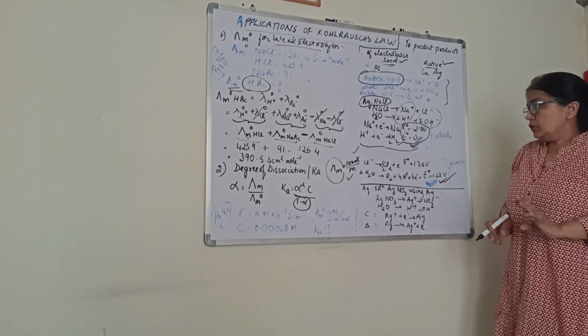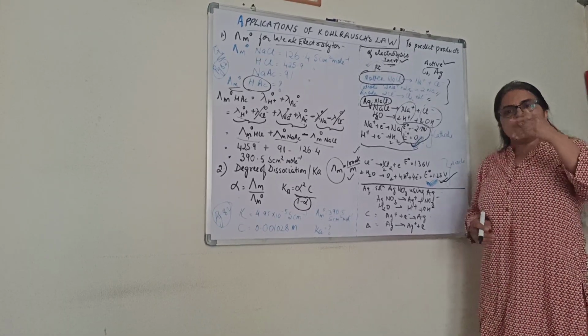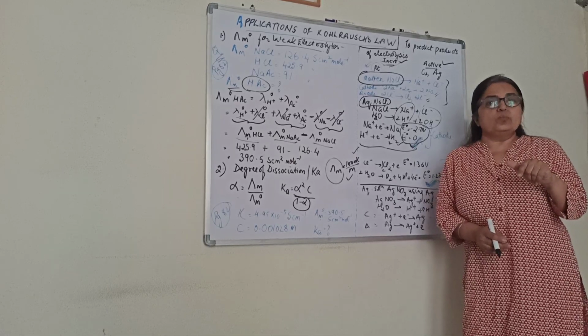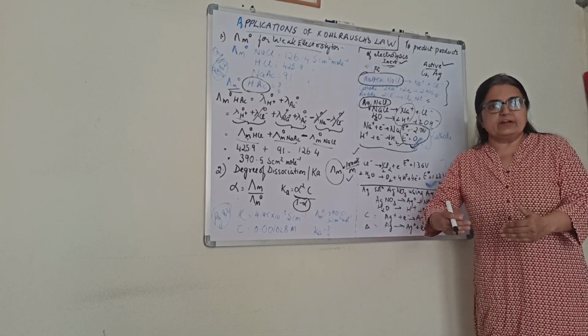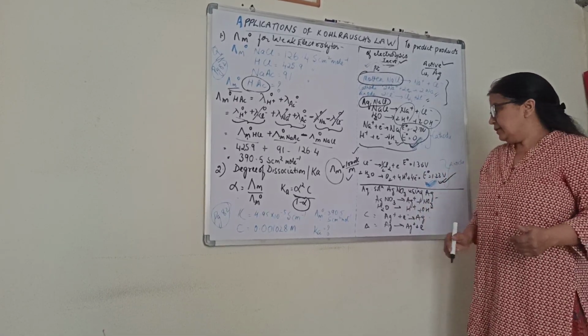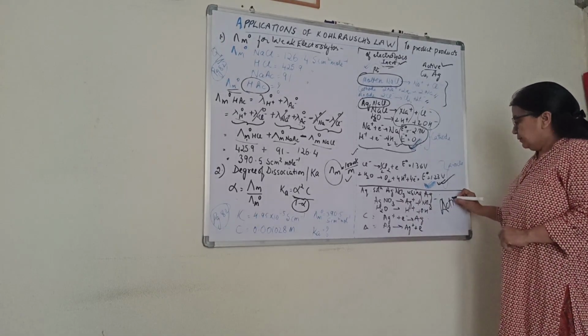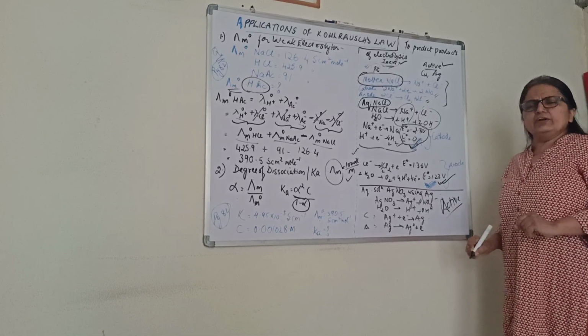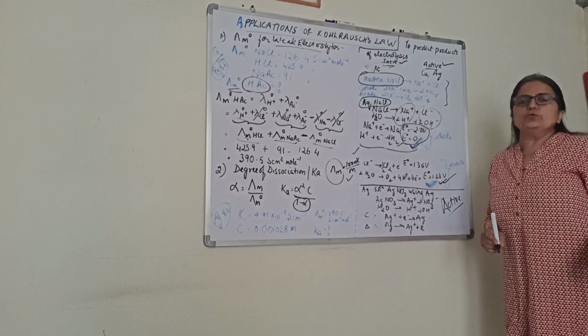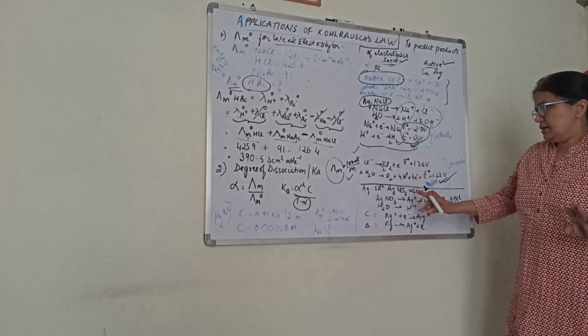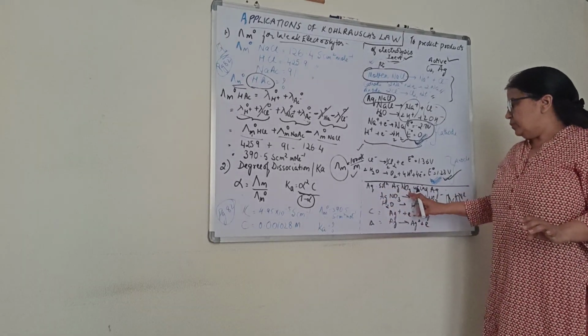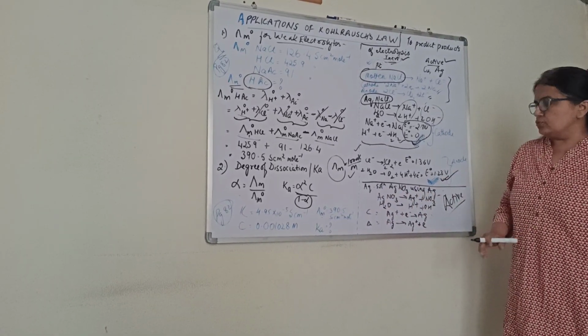Clear? So there are some questions given in your textbook also where they are asking to predict the products of electrolysis. We will be doing that. Next is, if we use active electrode then. If it is active electrode means the electrode itself is going to participate. Aqueous solution of silver nitrate using silver electrode.